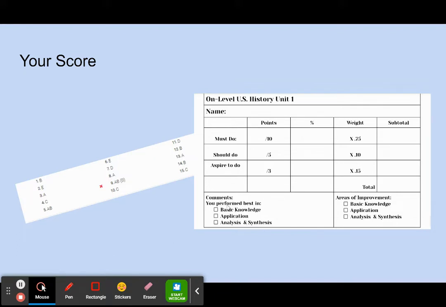What I did also was I checked off where you performed best and where you need to improve. Some of you did really well in basic knowledge, but maybe had some struggles with application or analysis and synthesis. Others did really well in application, but struggled with basic knowledge and analysis and synthesis. So everyone's a little bit different.